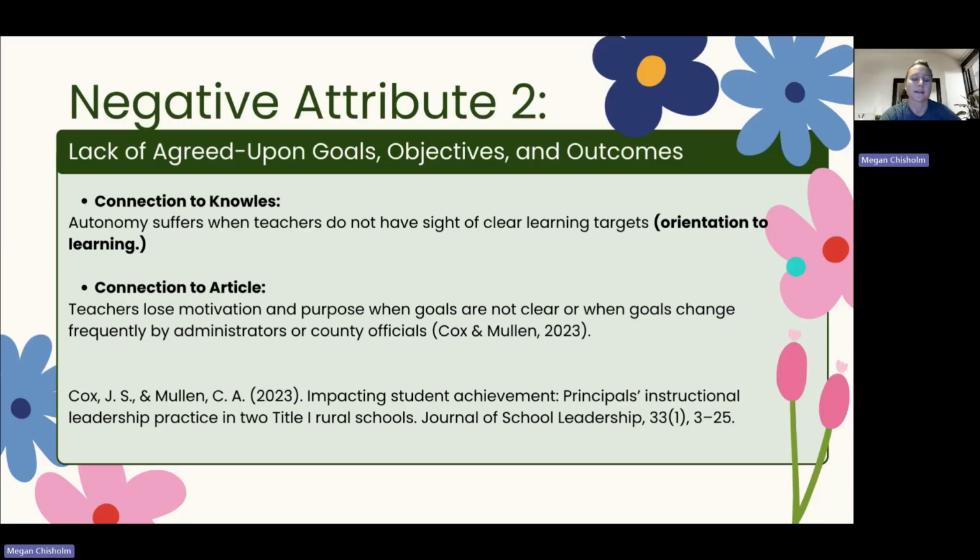So lesson learned. They're trying to reinvent the wheel sometimes, which is frustrating because there are so many really awesome school systems out there doing good things. So just reinventing it or trying to constantly change things up makes for a frustrating situation, and it does impact student achievement. And so I found an article about principals' instructional leadership practices in Title I rural schools, which speaks specifically to my school, has such an impact on objectives and goals and outcomes.